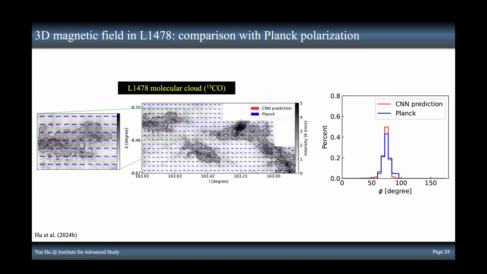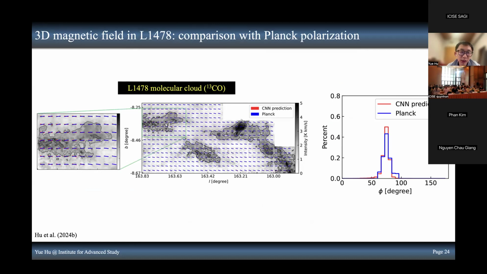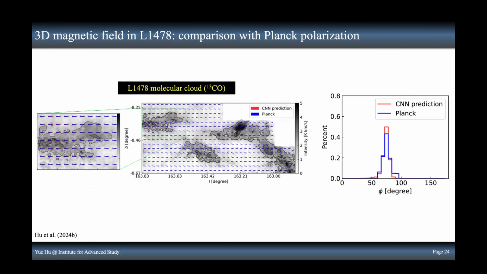In observation, we applied the machine learning approach to the star-forming region, the molecular cloud L1478. Here is a comparison of the machine learning prediction and the Planck polarization. We see that the machine learning prediction has a very good agreement with the Planck polarization in terms of the 2D magnetic field orientation.